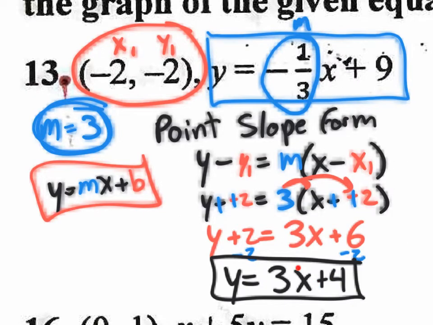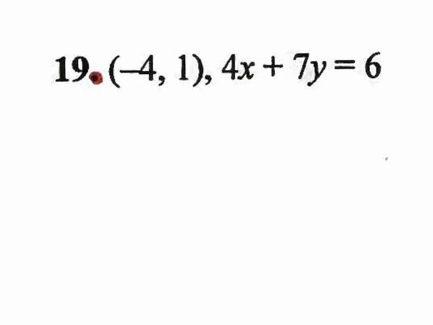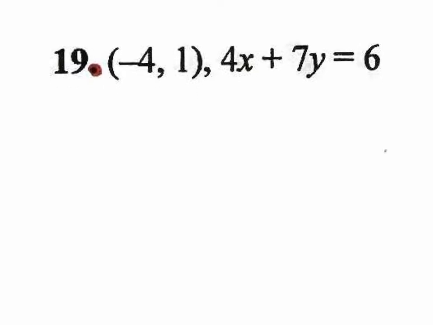This is the line that will actually pass through this line and will be perpendicular to this line. Let's do one more just for kicks. Let me jump to a hard one, like number 19. Once again, they're telling us, ladies and gentlemen, that our line is perpendicular to this line. You don't even know the slope yet because this is a standard form equation.